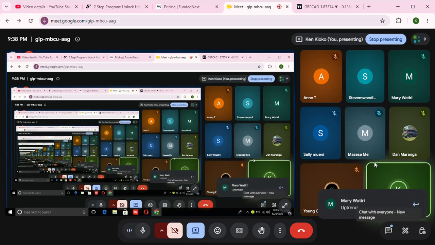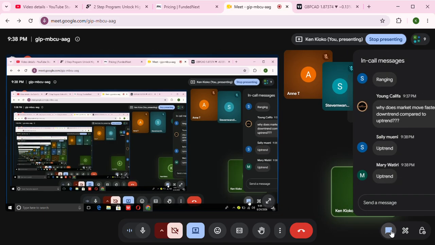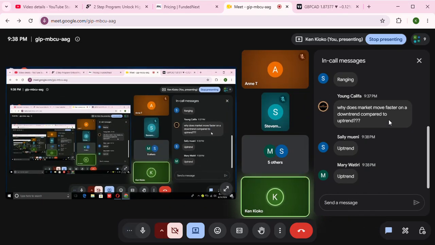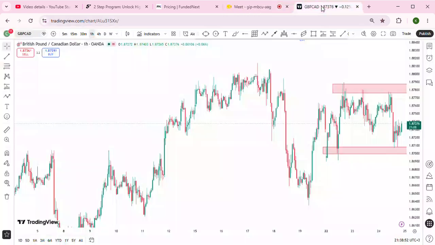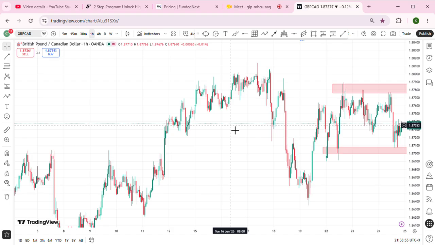Uptrend. Yeah, Steve can say uptrend. I can see Mary in the comment section saying an uptrend. Sally, uptrend. Yeah, sure. So this is an uptrend. Yes, you are correct. It's an uptrend.